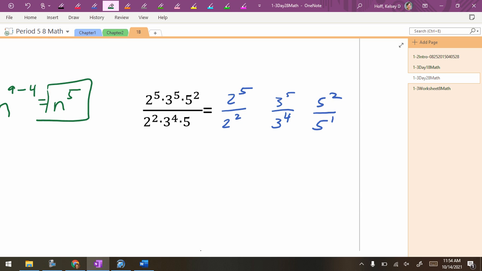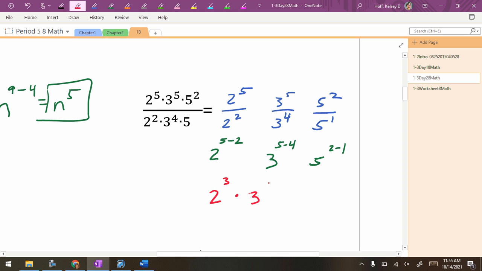What's the first base I have there? 2. And the top exponent? Minus. Good. Go to the middle fraction. What's your base? What's your top exponent? Minus 4. What's your last base? Top exponent? Minus. All right. So here we go. Now we got to subtract our final answer. 2 to the 3rd, 3 to the 1st, 5 to the 1st.